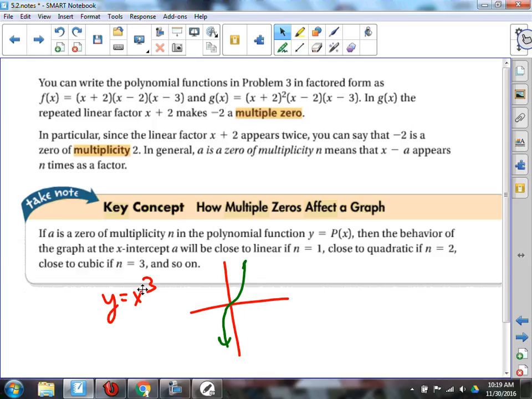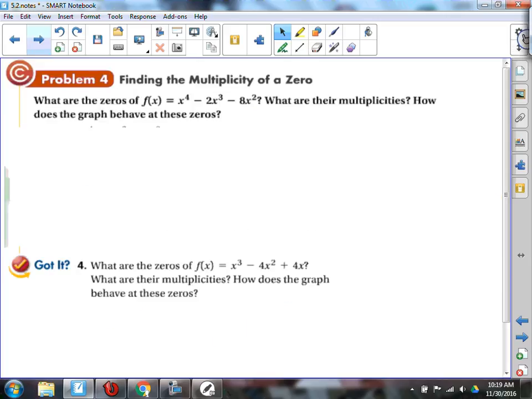Okay. So let's see if we can figure one of these out. What are the zeros of and what are their multiplicities? Ooh. So we're going to have to do a little bit of factoring. Chapter 4 stuff.